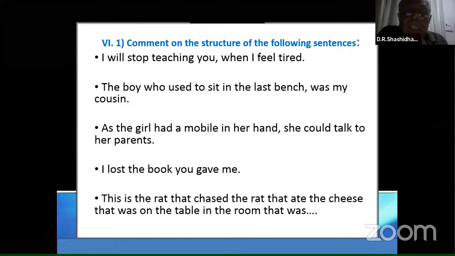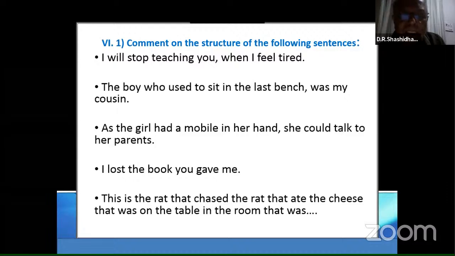In the third sentence, which is a complex sentence, I mean, which is a subordinate clause? As the girl had a mobile in her hand. Yeah, exactly. The first part of it is a subordinate clause because it is totally dependent on the second part of the sentence to make the meaning complete. First part, she could talk to her parents, exactly.